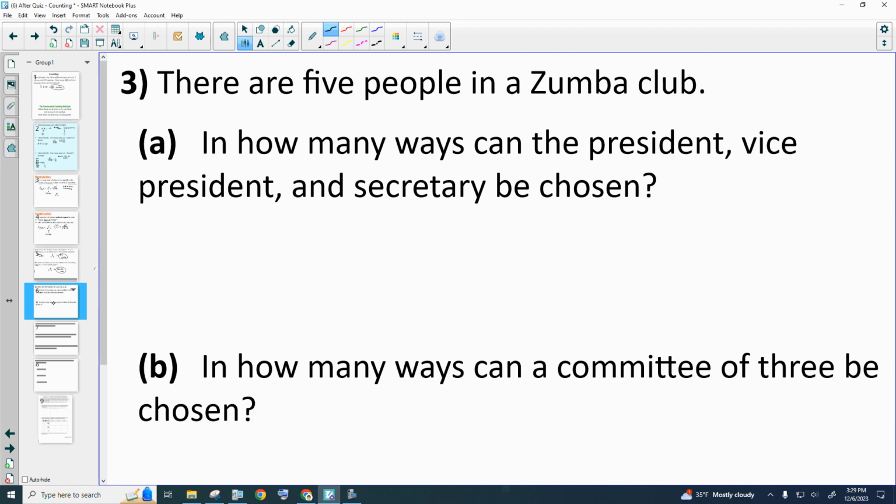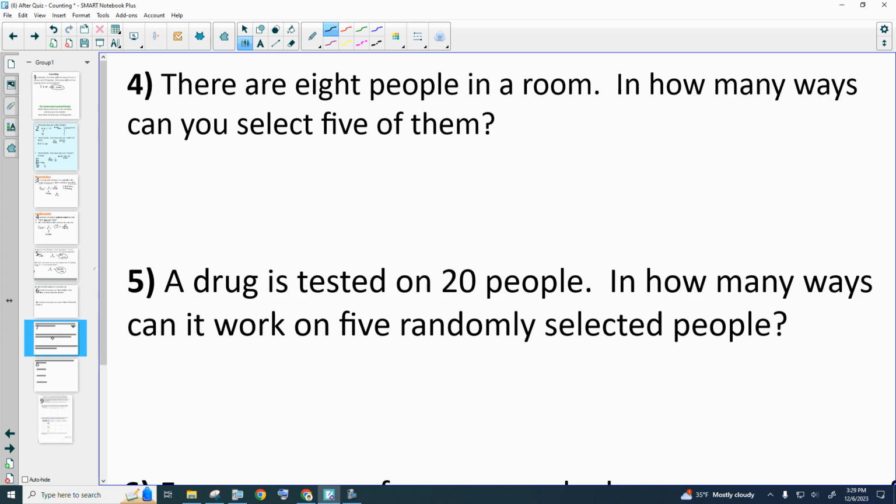Let's take a look at a couple other examples. I'm going to jump straight to here. Let's say there's 8 people in a room. In how many ways can you select 5 of them? Does the order matter? No, you just want 5 people. So how many different groups of 5 are there? So order does not matter for this one. So it is a combination.